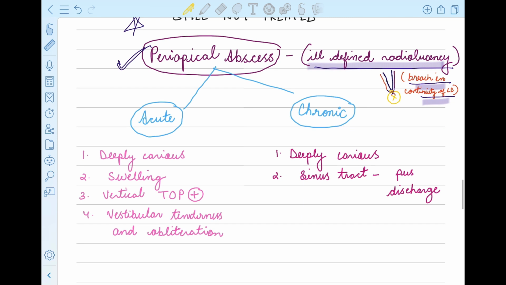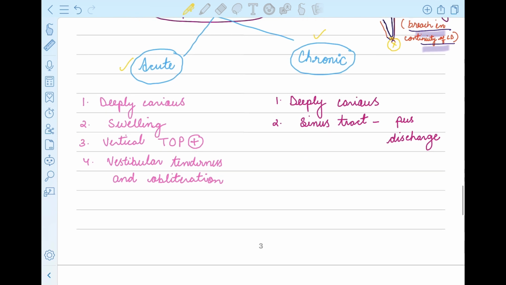It is also of two types, acute and chronic. In acute, let's see what will be the signs and symptoms. Deeply carious, there will be swelling. Vertical TOP is positive. And very important, star mark, vestibular tenderness will be there. Vestibular tenderness and obliteration will be there. This is the feature which you will not find in case of apical periodontitis. So it is very important for you to memorize.